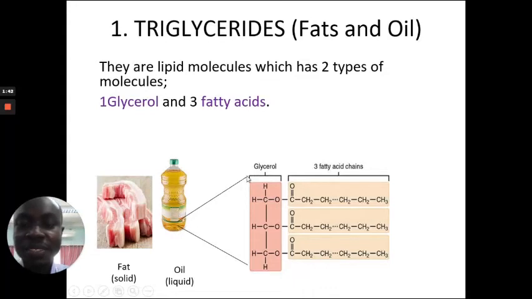If you zoom into the molecule, you're going to see that a triglyceride has 2 parts. It has a glycerol joined together with 3 fatty acids. This is a triglyceride molecule. Tri means 3 fatty acids.